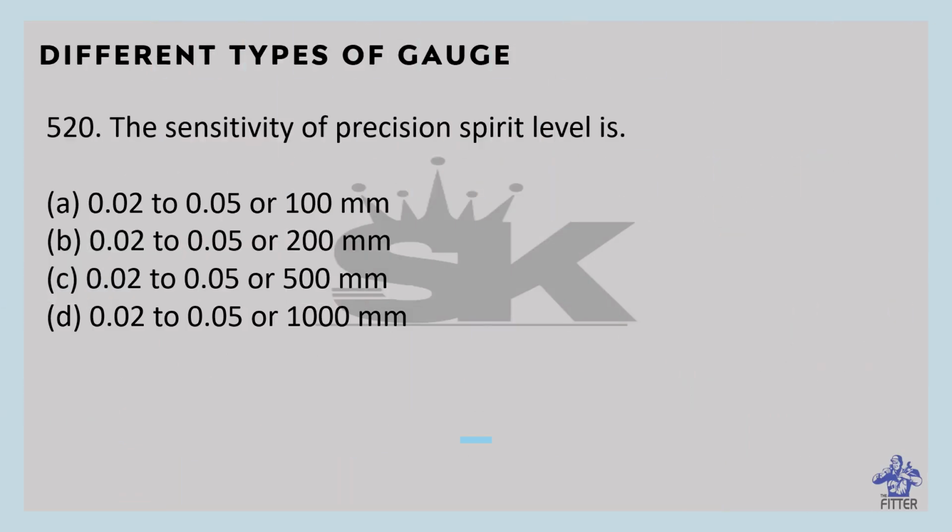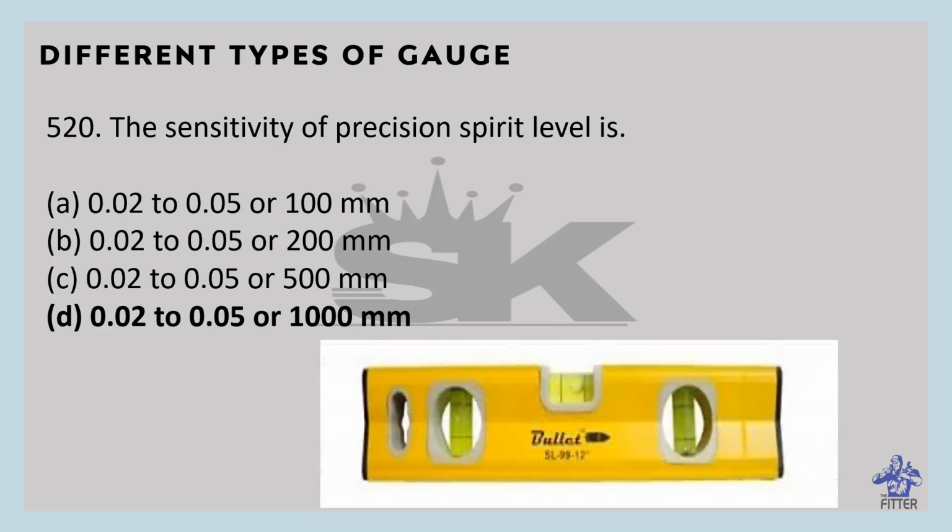The sensitivity of a precision spirit level is 0.02 to 0.05 per 1000 mm. You can see here in the image, that is the spirit level. A spirit level, bubble level, or simply a level is an instrument designed to indicate whether a surface is horizontal or vertical. The sensitivity of the spirit level is given as angle of inclination.